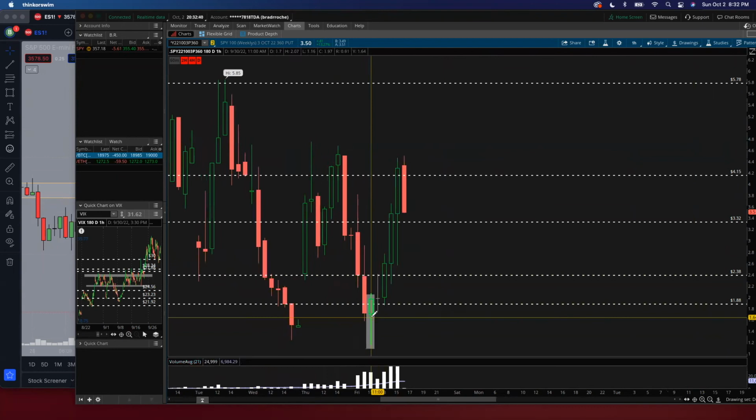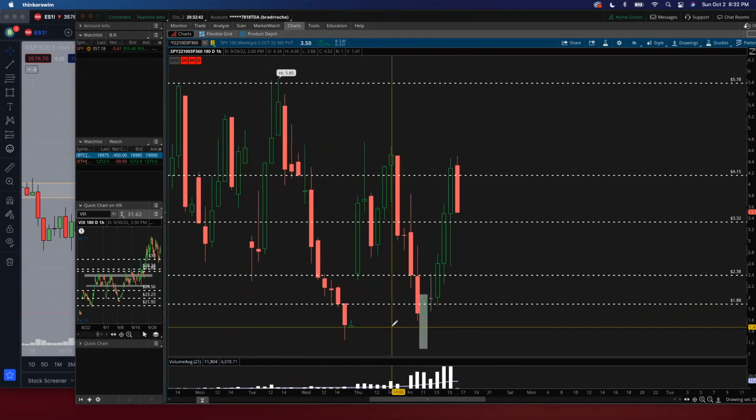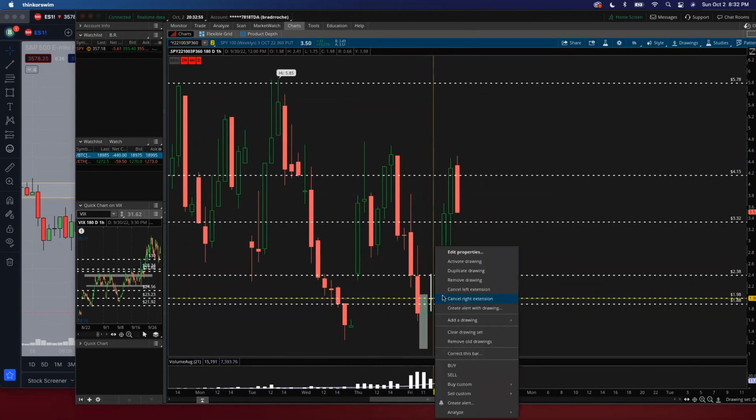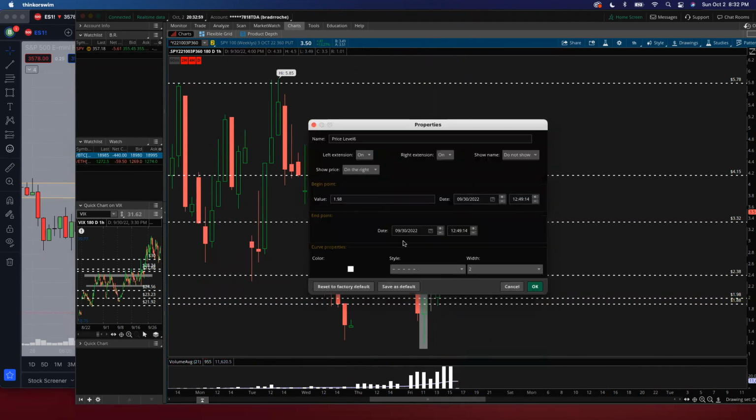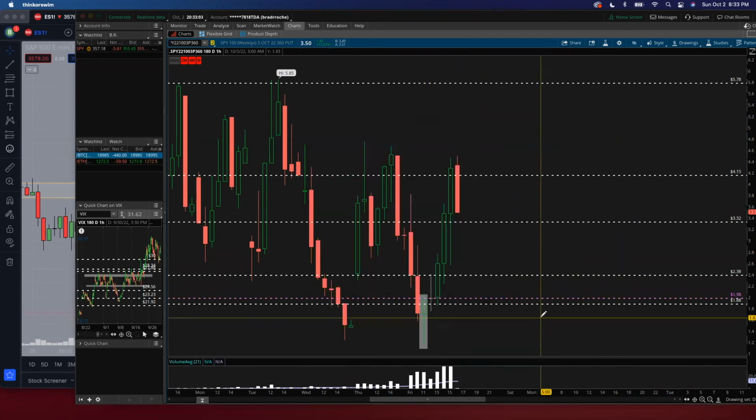Okay, so take a wild guess where my stop's going to be: below, right below this 188. Now you can see we barely closed over this, so it's a little tight, right? So we've got to give it a little room to breathe. Even so, if I got in here, and I'll make it purple so you guys understand, that's where we get in, right?